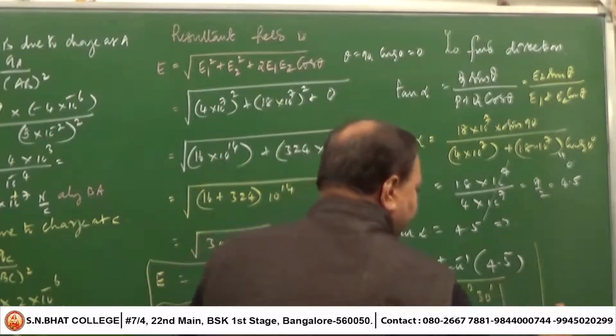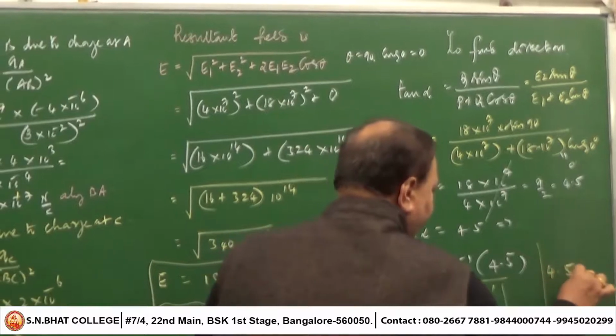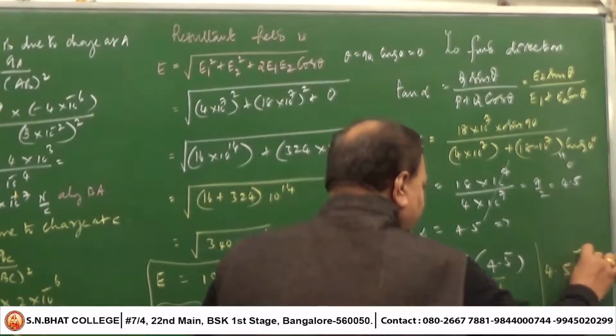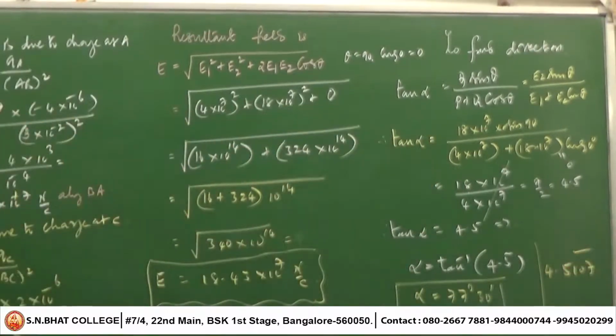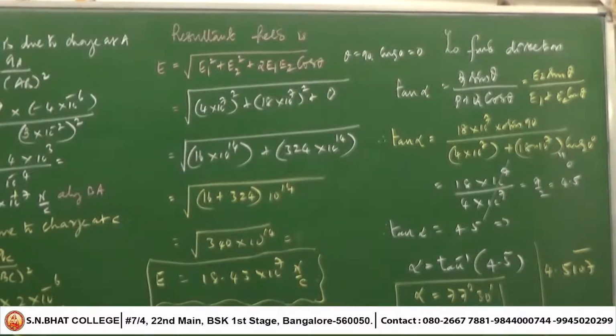The value that comes is 4.5107. Look at that, it is okay. You do not have the exact value, and it is 77 degree 30 minutes. Okay. So you remember this.